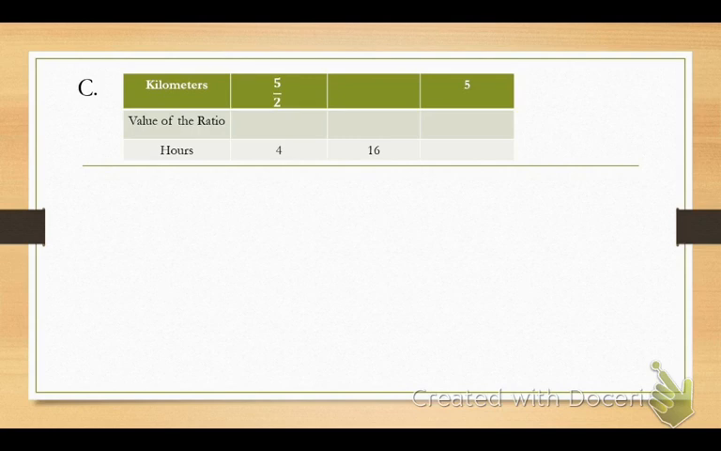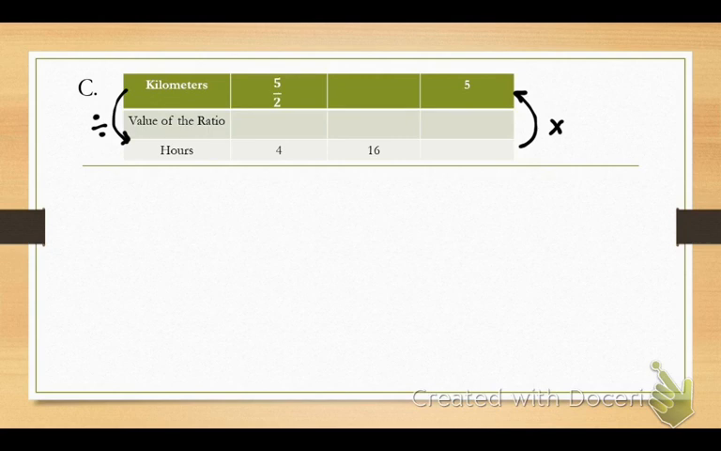Here's what I want you to do with your partner: try to figure out what the value of the ratio is between those two. Okay, so once again, remember, when you're going downward, you're dividing. When you're going up, you're multiplying. All right, I would say about half of you guys got the correct answer.